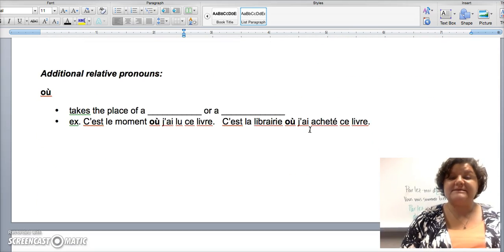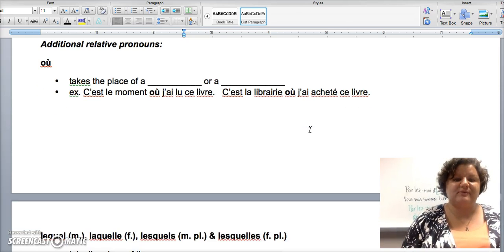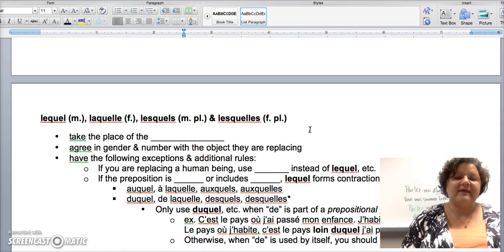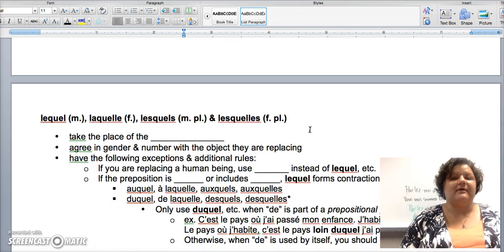And a really easy relative pronoun is où because it takes the place of a place or a time. So, c'est le moment où j'ai lu ce livre. C'est la librairie où j'ai acheté ce livre. So we could kind of use that as both where and when in that case, even though we know it means where. And then lequel, laquelle, and lesquels are very messy and hard to deal with.